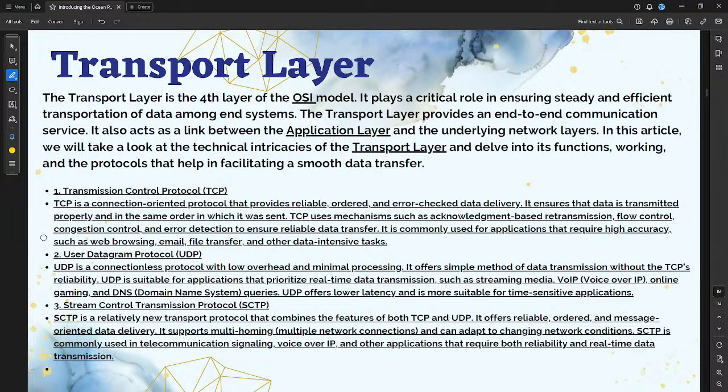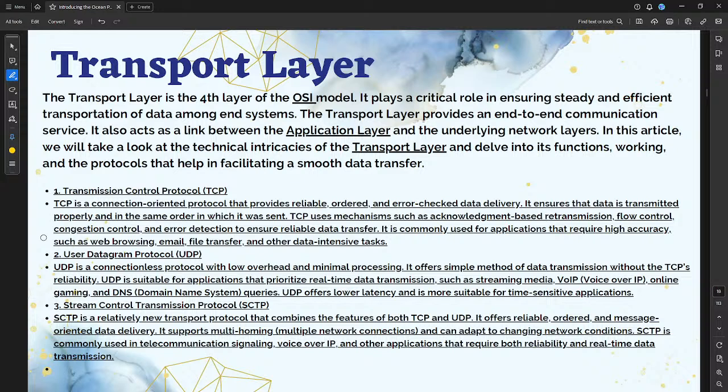Now, we also have the transport layer. What is the transport layer? Essentially, the transport layer is the fourth layer in the OSI model, and it plays a critical role in ensuring that there is steady and efficient transportation of data amongst end systems. As the name implies, it's a transport layer. For instance, the Transmission Control Protocol provides reliable and error checked data delivery, carrying data properly, in the order in which it was sent, to its destination. That is simply what this transport layer is.